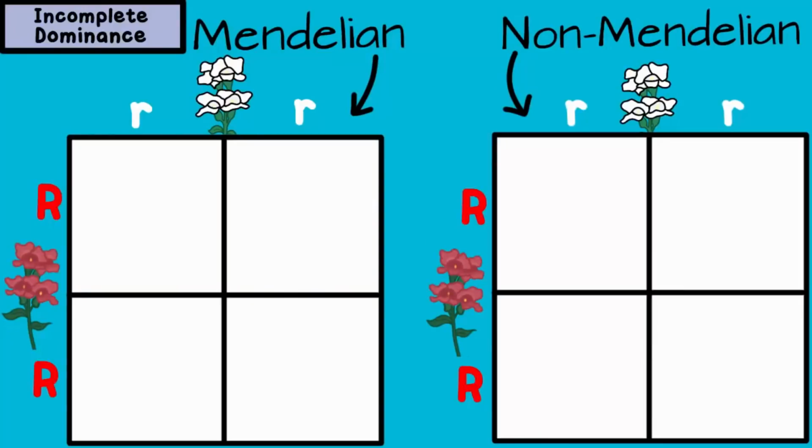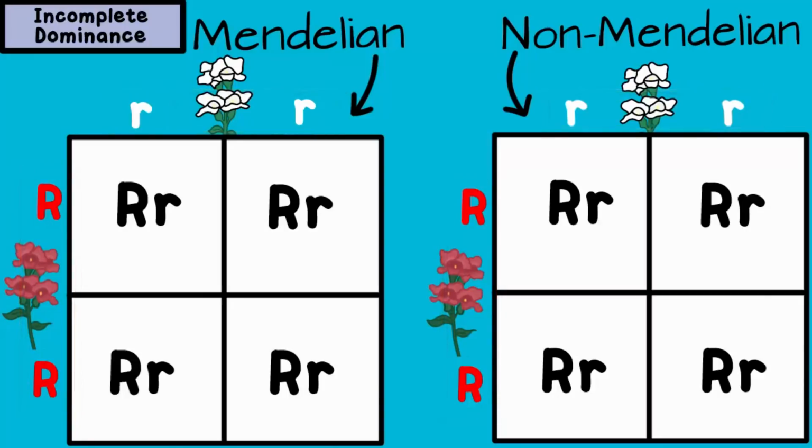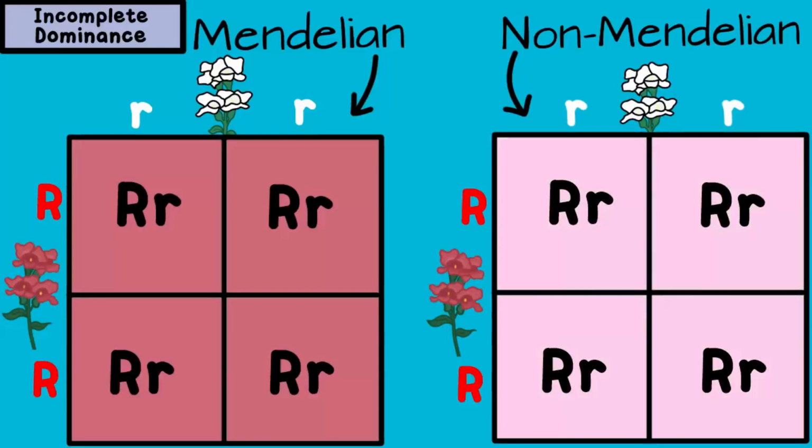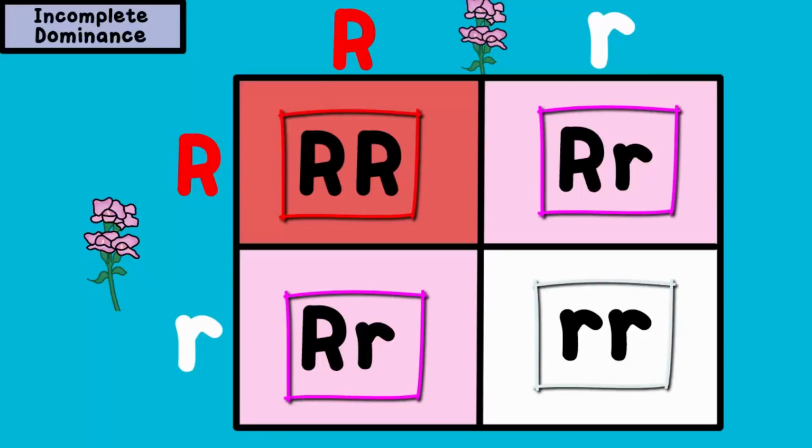If you cross a red flower, which we're going to write here as big R, and a white flower, little r, you are going to get offspring that are big R, little r. But unlike a Mendelian trait, if this is incomplete dominance, that big R allele is not completely expressed when the little r is around. So big R, little r in this case is pink. If you cross 2 pink flowers, big R, little r, like shown in this Punnett square here, you can get offspring that are red, white, or pink.